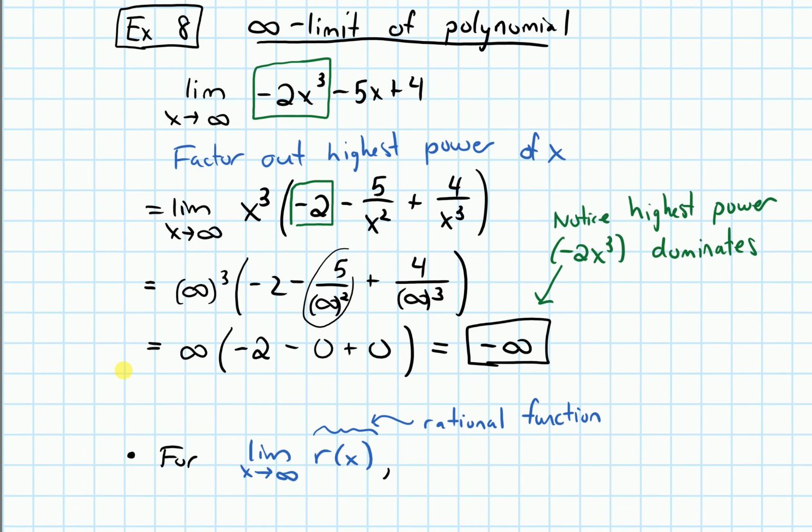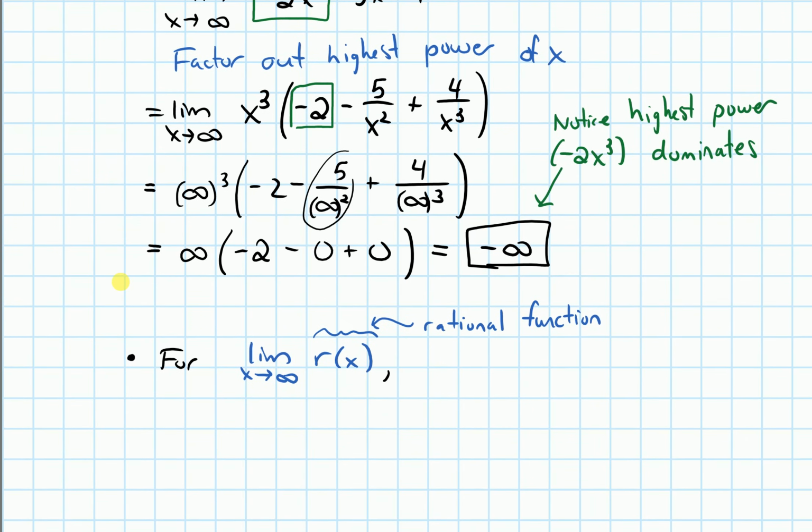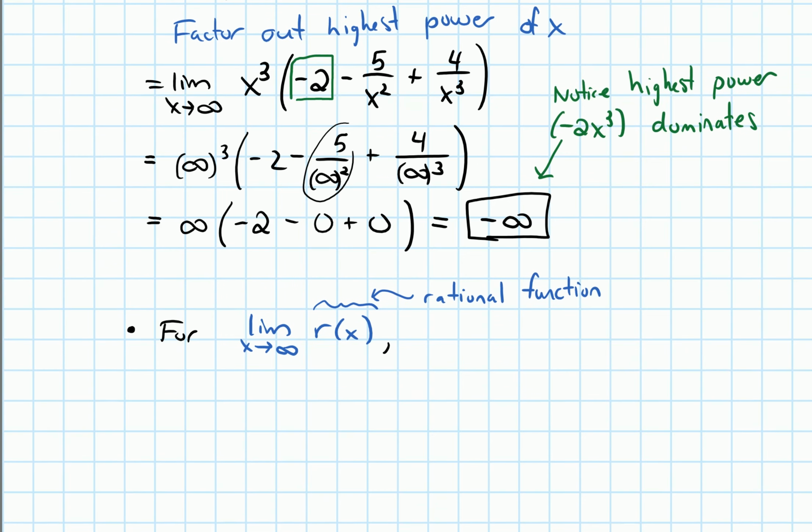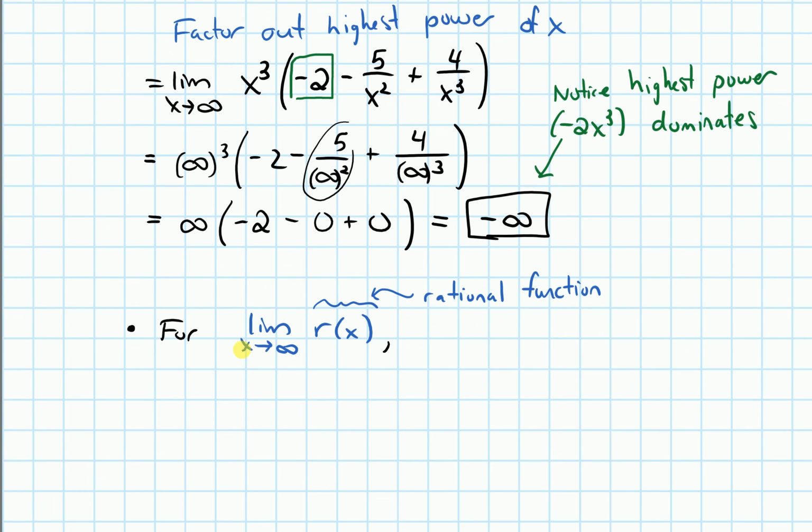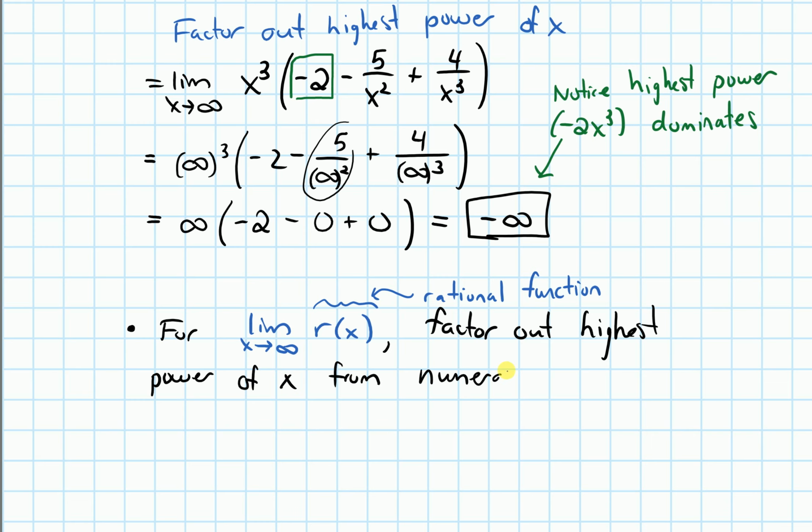Okay, so we did that example. Now let's talk about rational functions. When we have an infinite limit, let's just say x is approaching infinity, but it also could be approaching negative infinity, of r of x, where r of x is a rational function, we are going to factor out the highest power of x from the numerator and the denominator.